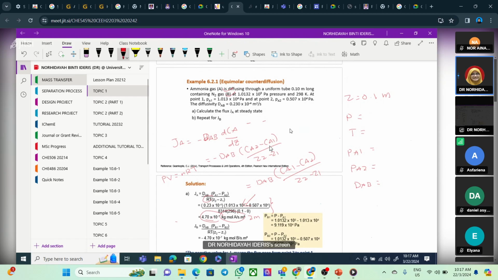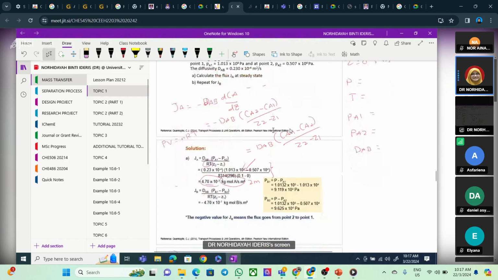So let's say you just put the value of JA equal to DAB, PA1 minus PA2 over RT delta Z, and suddenly you get the answer of 4.7 to the power of negative 7. It means you don't have marks for the solution. You need to show how you get the value. So for this example, it's not very good because it doesn't put the notation of the unit here.